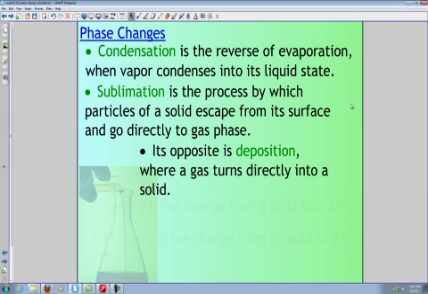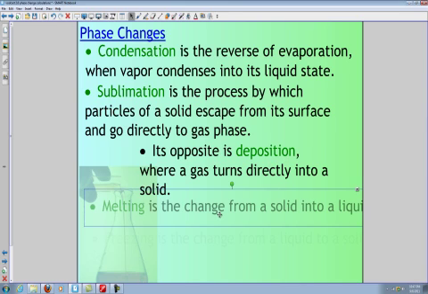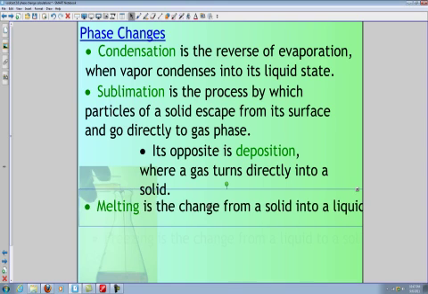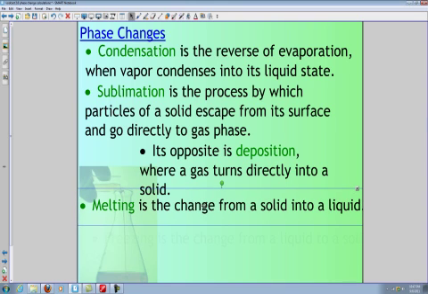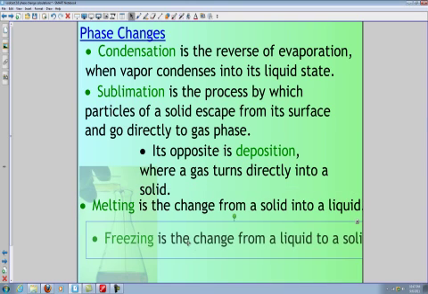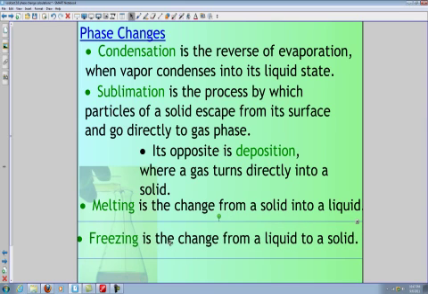The opposite of sublimation is deposition, where a gas turns directly into a solid. Now, in the case of sublimation and deposition, depending on what the chemical is, you might have to change not just the temperature, but the pressure as well. Melting, we all know what melting is: that's when a solid turns into a liquid. And the last of these is freezing, when a liquid turns into a solid.